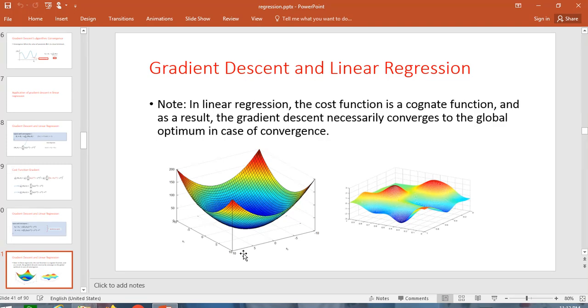In the discussion of sum of squares error, this function is a convex function. In general, our cost function may not be convex, but not necessarily concave. You can see that the figure at the right side shows us a function which is neither convex nor concave.